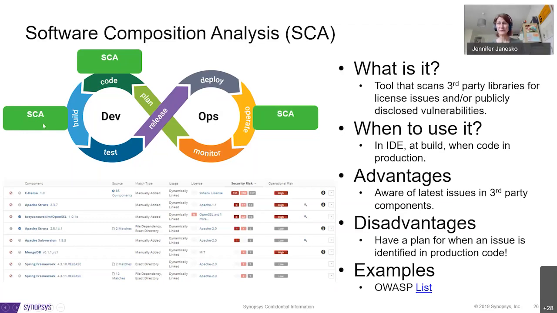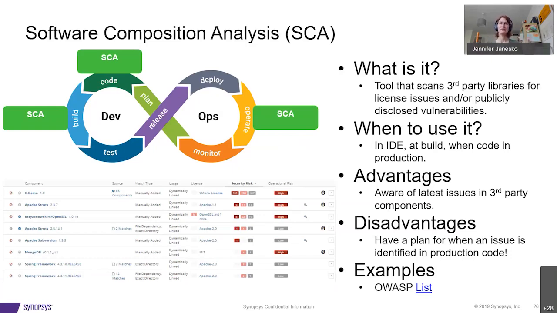It's used at the build point as well. Some tools actually run at build time and do a thorough in-depth search of the code, looking for the licensing and vulnerability issues. And then I would also recommend running it when the code is in operation. The reason why is if you have a good software composition analysis tool, it will always be up to date with the latest vulnerabilities.